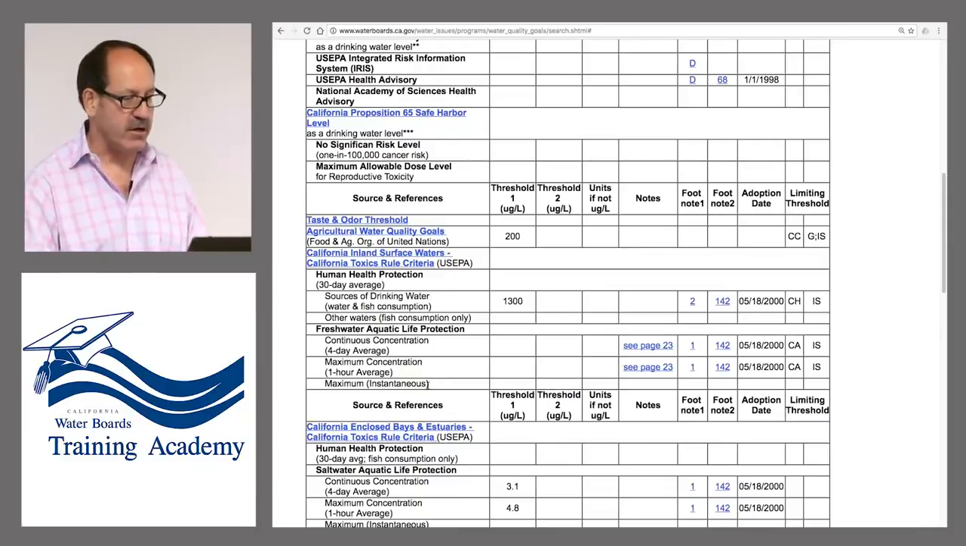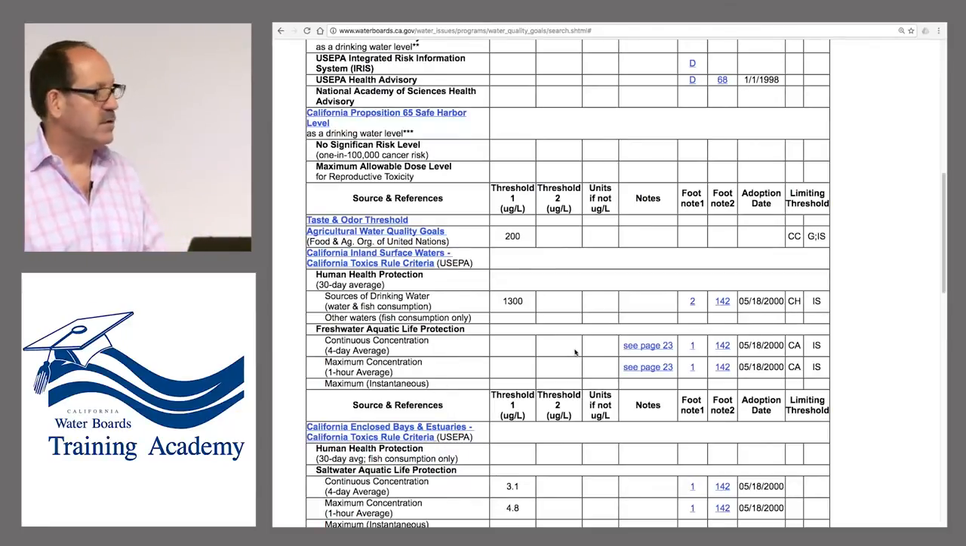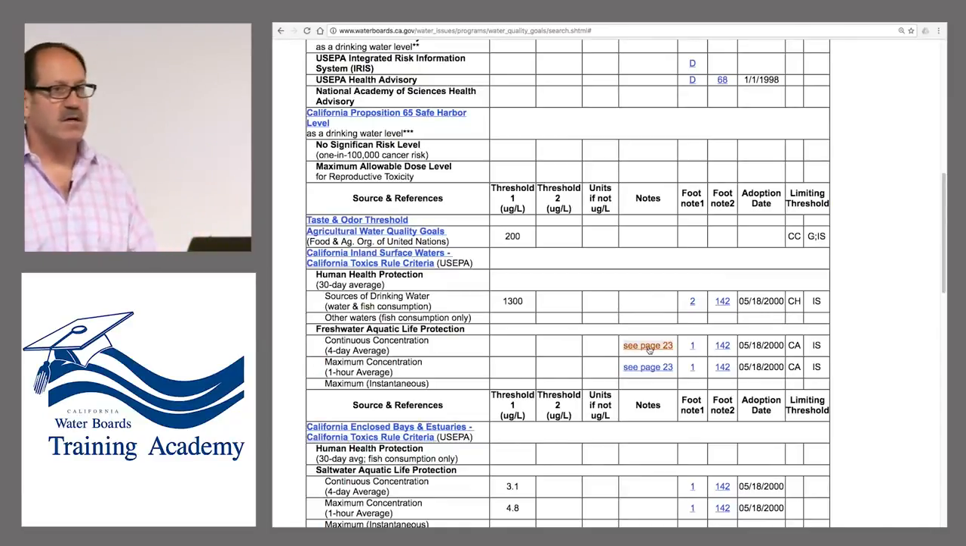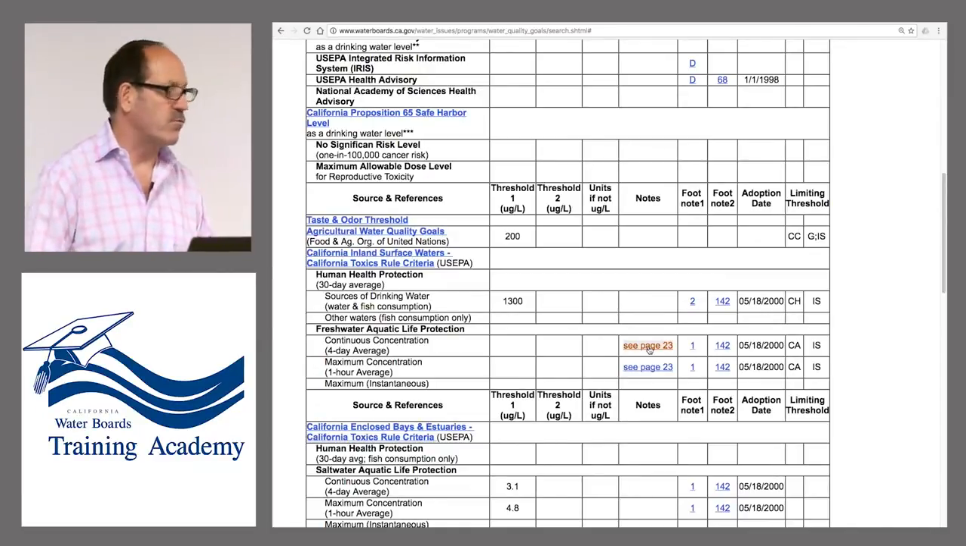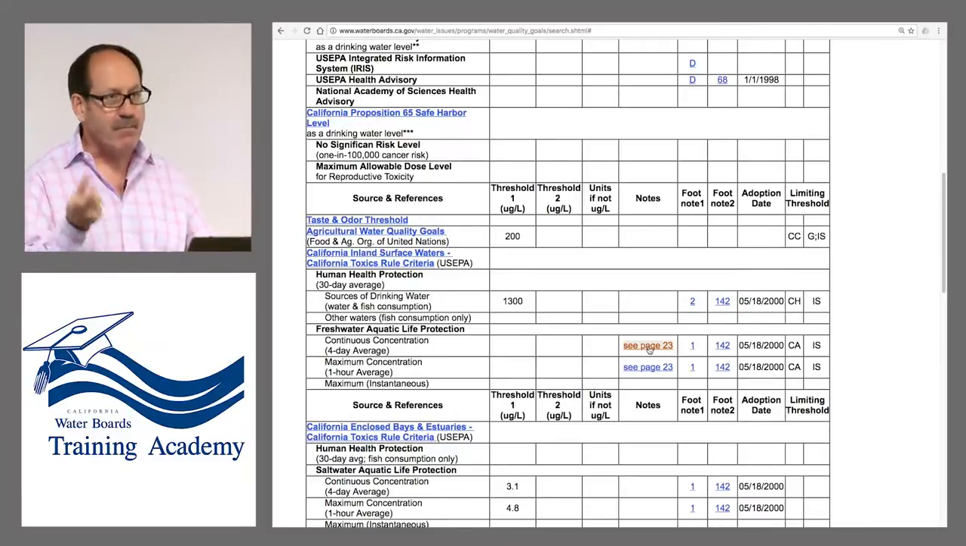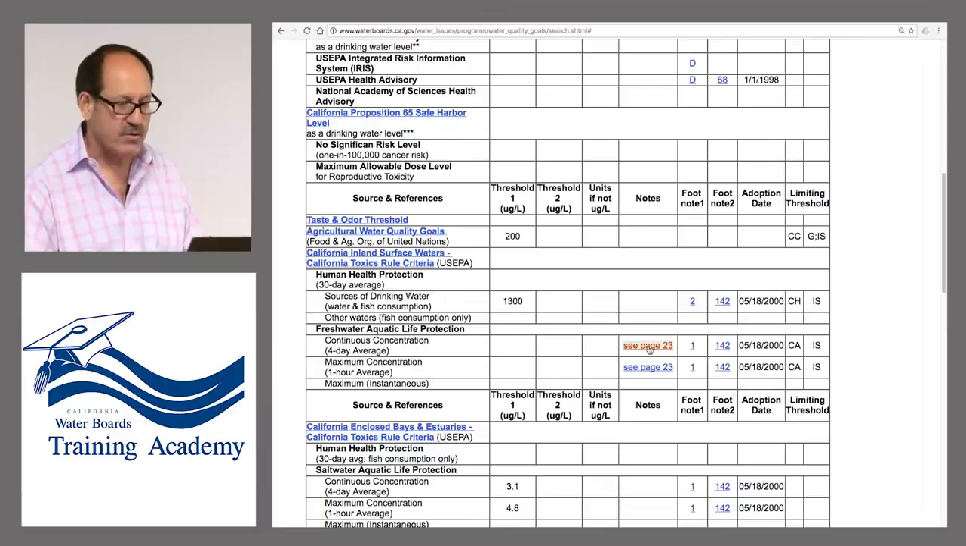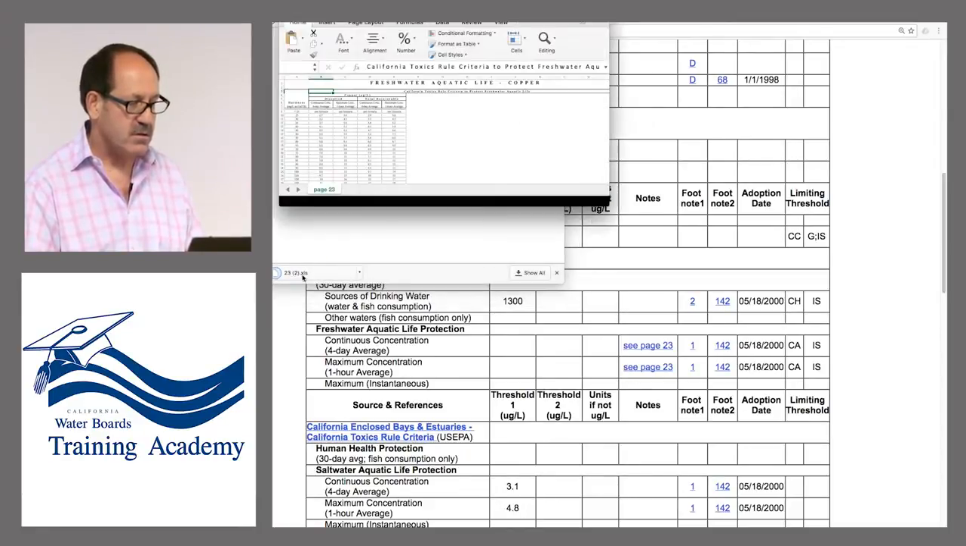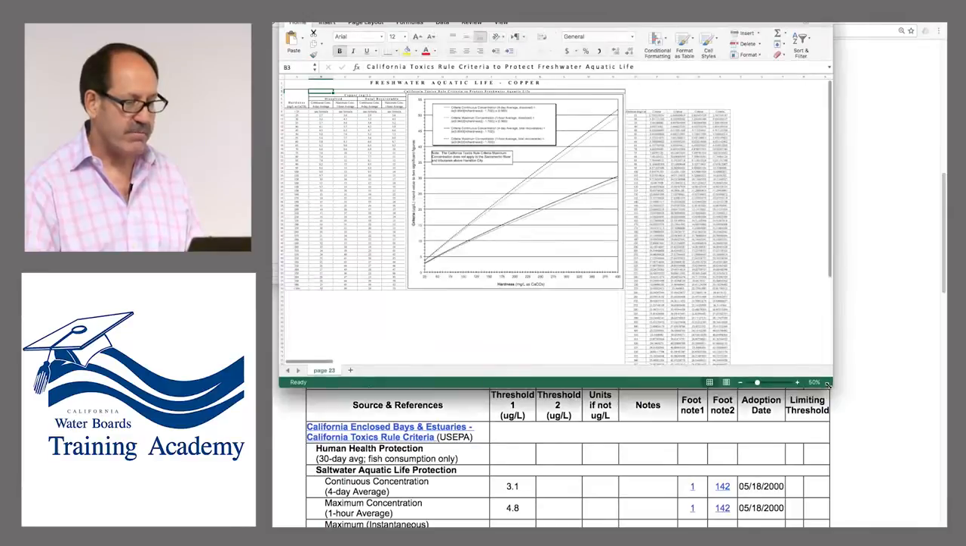You don't see a level here for copper. But notice on the aquatic life criteria, if you go to the right, there's an entry in the notes column. It says see page 23. That page number designation is a holdover from when this used to actually be a published manual that came out every 6 or 8 months that got too cumbersome to keep updating. But what you get when you click on that is it downloads an Excel table for you.